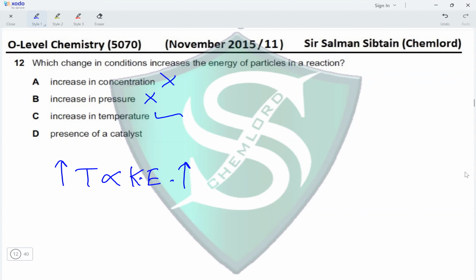And the last one is presence of a catalyst. A catalyst has no effect on the increase or decrease of energy possessed by the particles in a reaction. Therefore, the correct option for this question is option C.